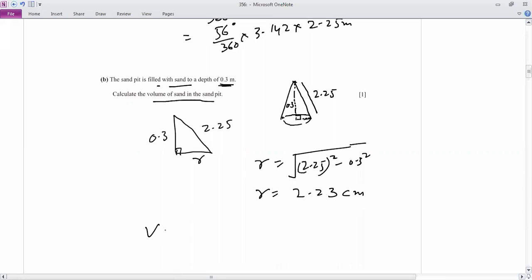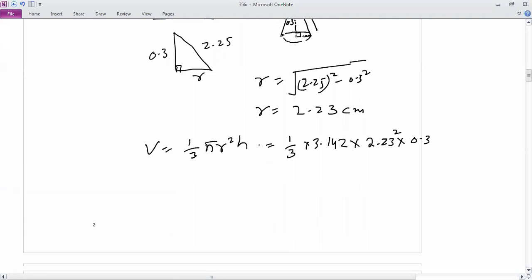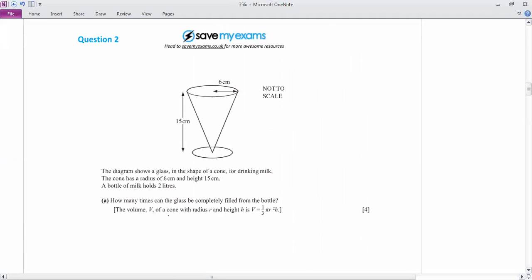Now what is the volume? Volume is 1 over 3 pi r squared into height. You already have it: 1 over 3, pi is 3.142, into r, the radius, is 2.23, into height. What is the height? 0.3. Just calculate, that will be the volume. Simple.